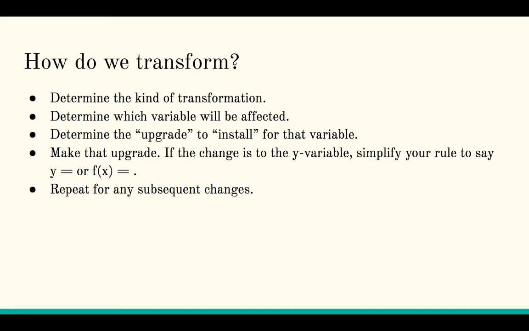Now, here's the thing with math. When we change the y variable, we always then simplify the rule to say y equals or f of x equals. When it comes to x, we simplify sometimes when we want to. Other times we don't because it might just be easier to leave it as it sits. And you just keep doing that. So every time you're asked to do a change, you take what you have, upgrade a variable, simplify if needed, then go back to the beginning. Get a new transformation, take what you have right now, transform it, and so on.